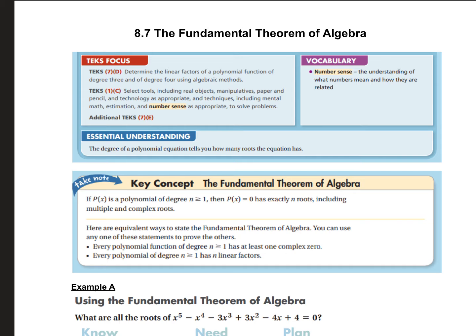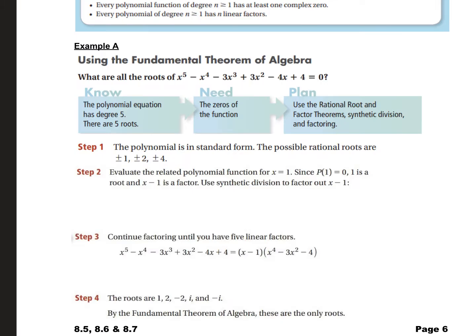It's saying that for every polynomial function, there's at least one complex zero, and that for a degree n, there's n amount of factors. So if we look at example A, it says, what are all the roots of x to the 5th minus x to the 4th minus 3x cubed plus 2x squared minus 4x plus 4? Well, you know that the highest power is 5. So there will be at least 5 roots, and that's what it's saying right there, 5 roots.